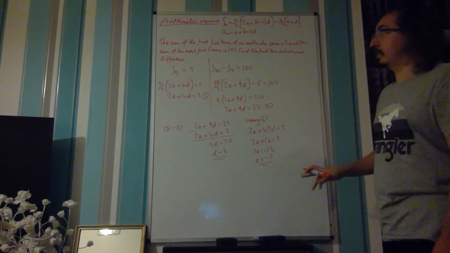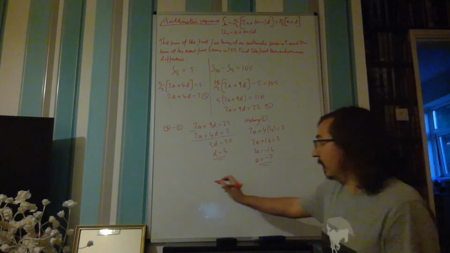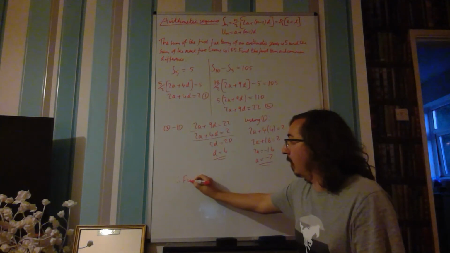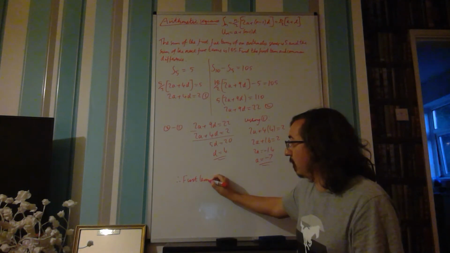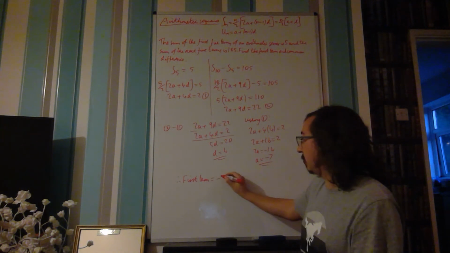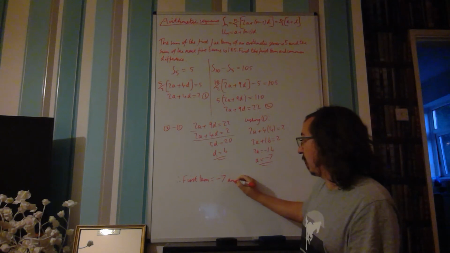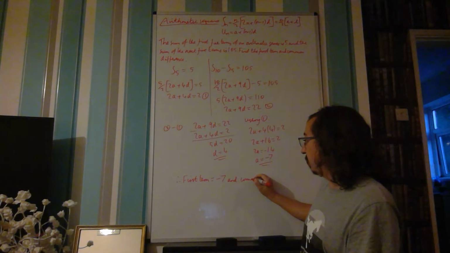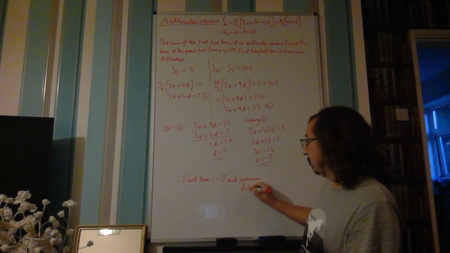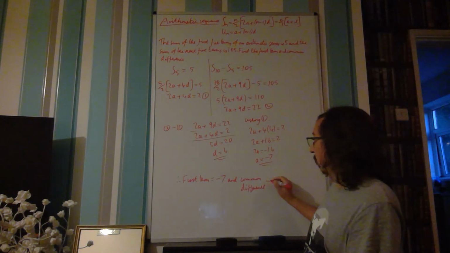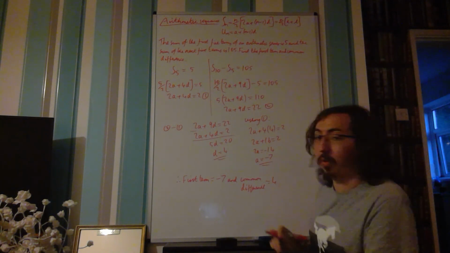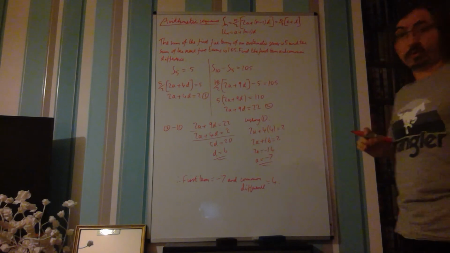So we have our 2 values. So let's just state that then. Therefore, our first term is equal to minus 7, and the common difference is equal to 4. And that's how we solve this problem.